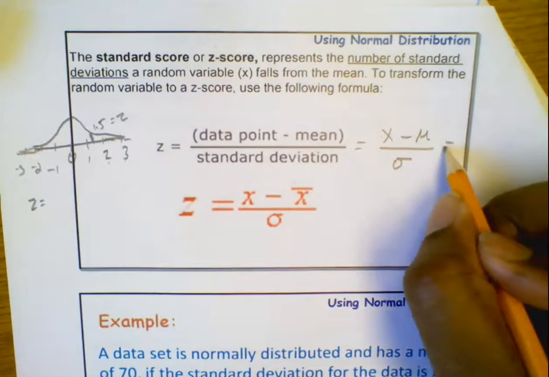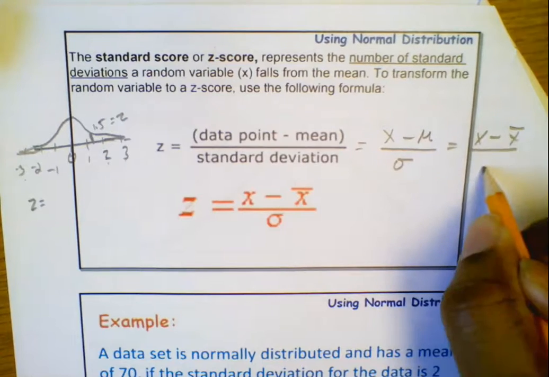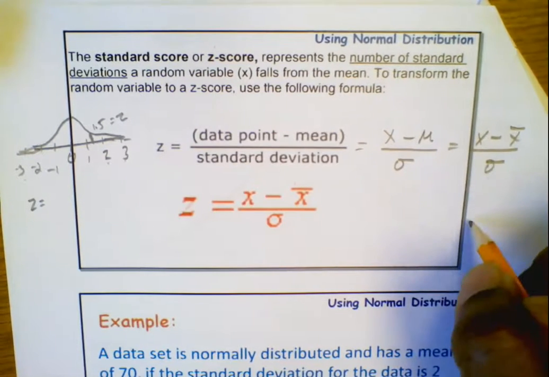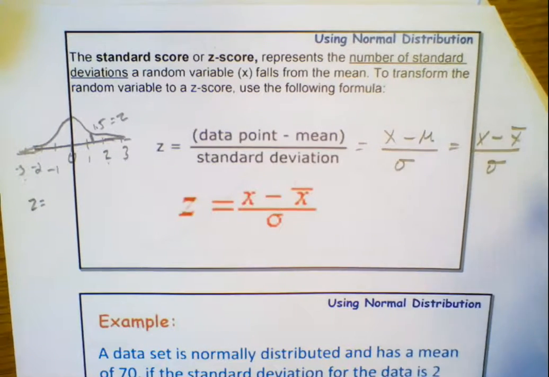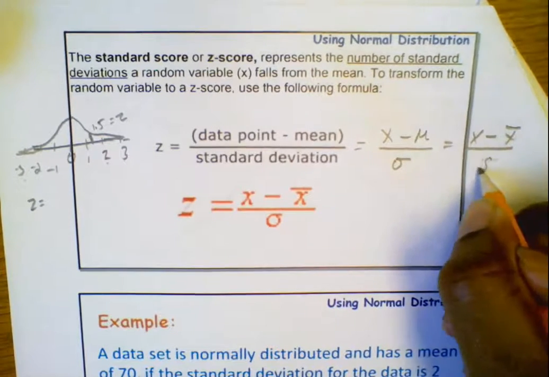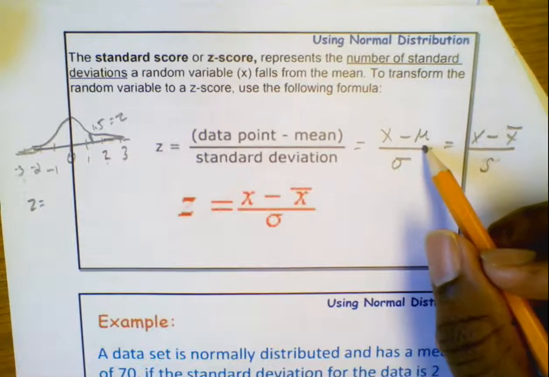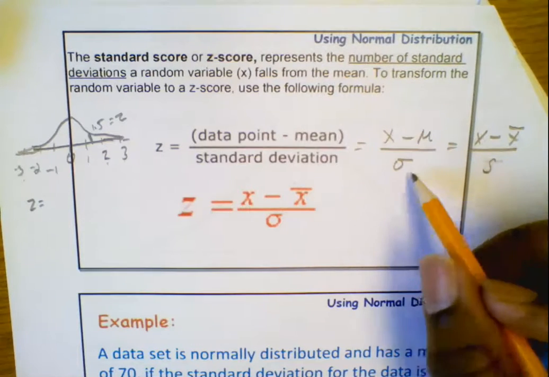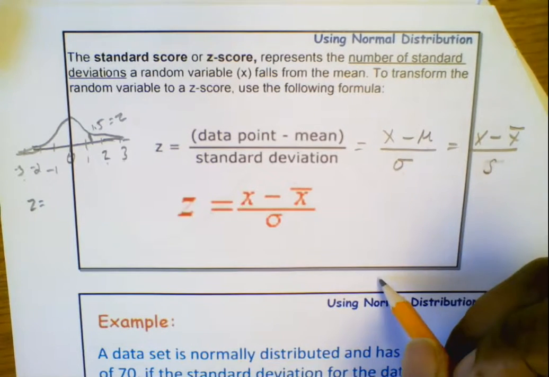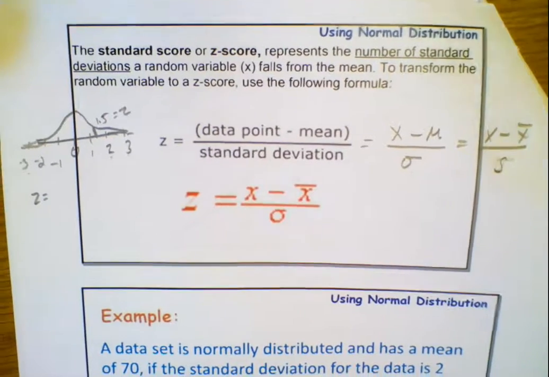You might see it written like this as well: x take away the sample mean divided by the sample standard deviation. Sample standard deviation is written as s, lowercase s. So all those are different ways of saying it: x take away mu, which is the mean, divided by sigma, which is standard deviation. And there it is. That's how you find the z-score.